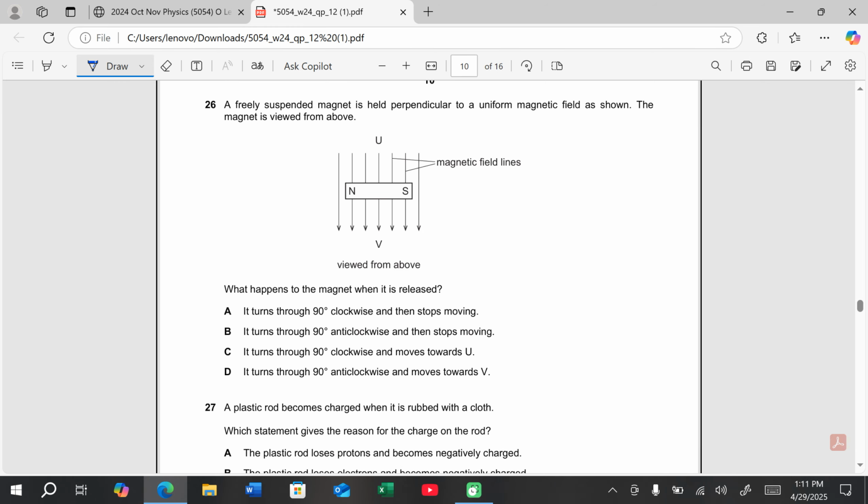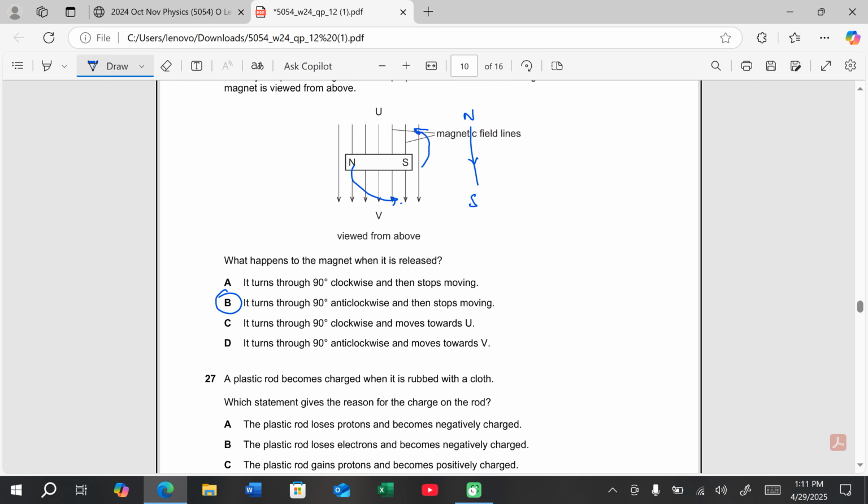In 26, it says magnetic field lines are given, so it means the field always goes from north to south. Normally the field lines are like this. So what happens to the magnet? It turns 90 degrees anti-clockwise, because south gets attracted by this north and north gets attracted by this south, and then it stops moving.